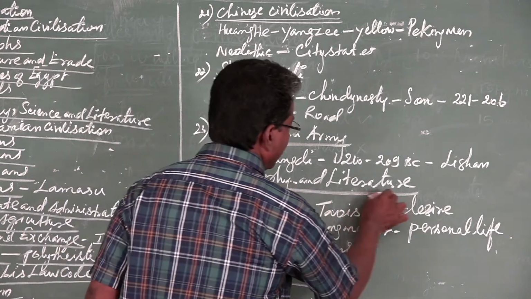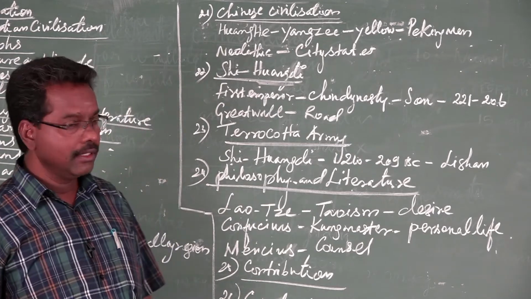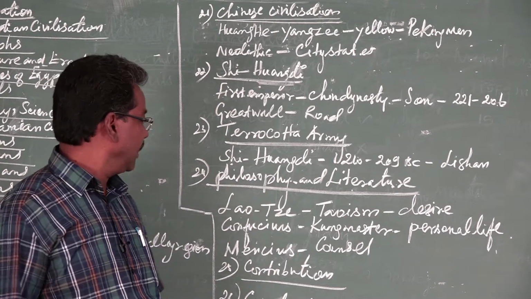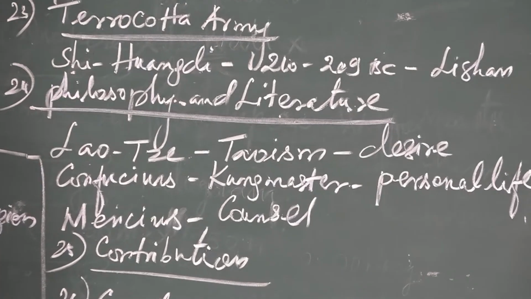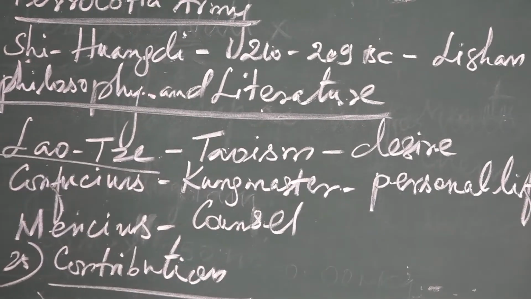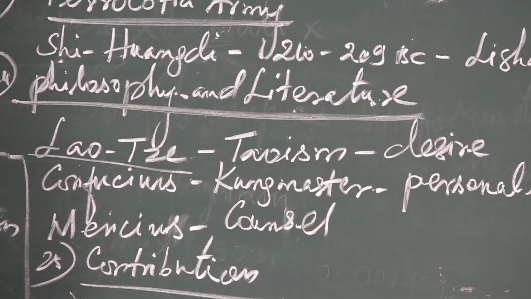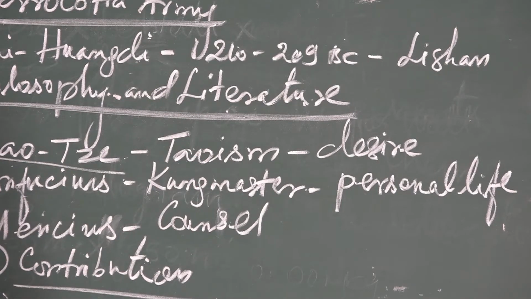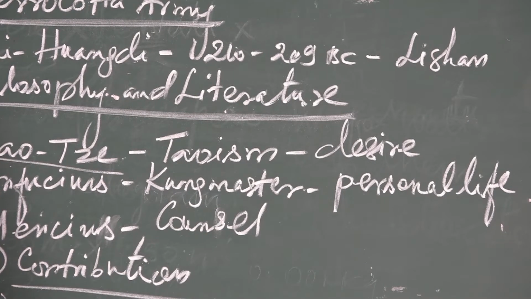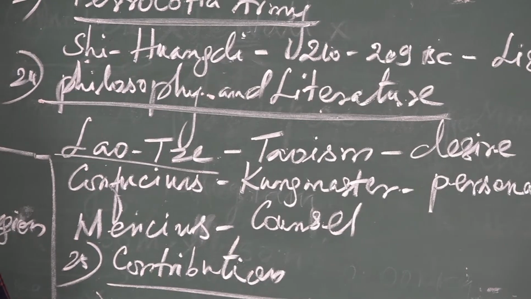Philosophy and literature. In China, there were 3 important poets and social writers. First, Lao Tzu. Lao Tzu was a great Chinese poet, philosopher, social reformer and economic reformer. He was the founder of Taoism. He argued that desire is the root cause of all evils.